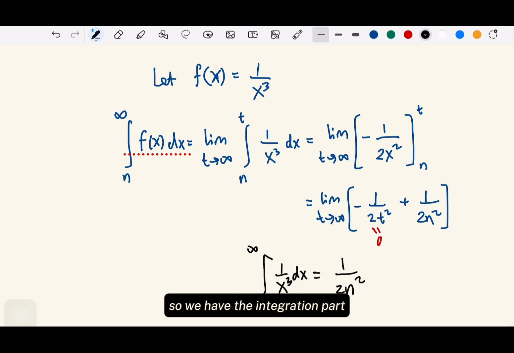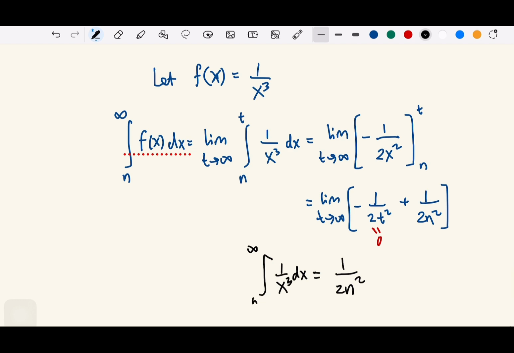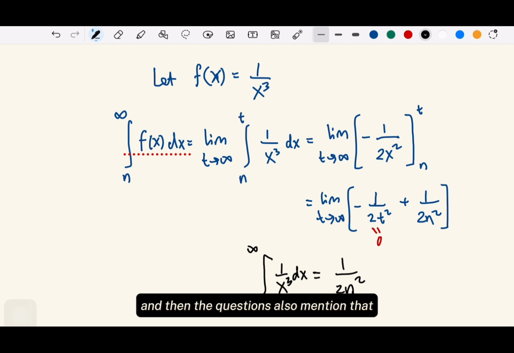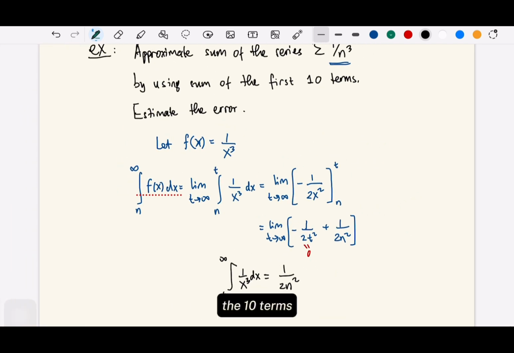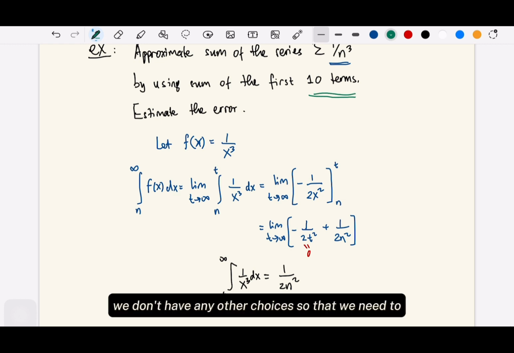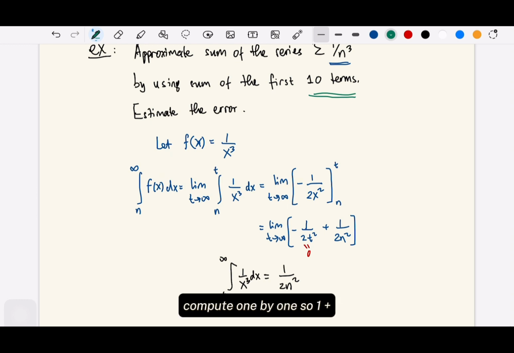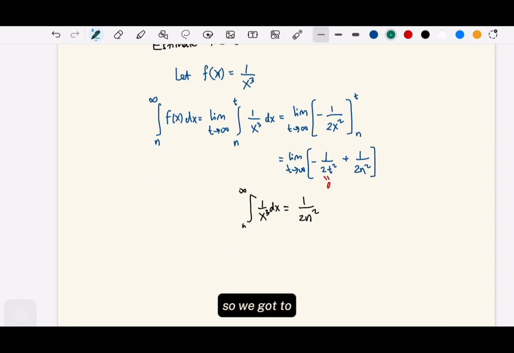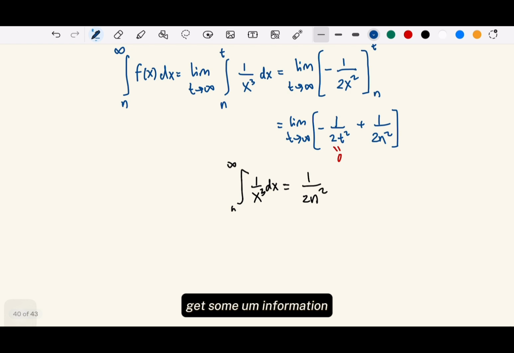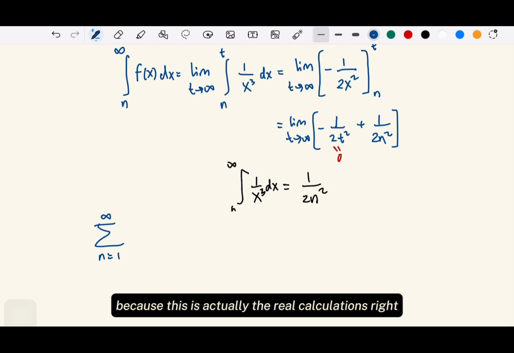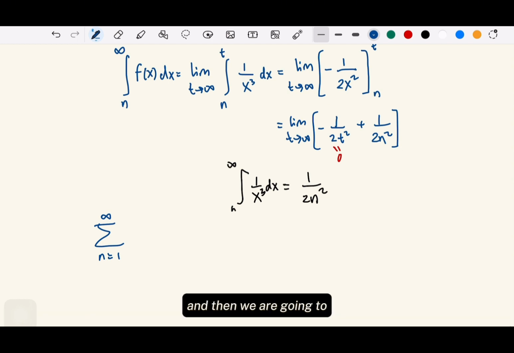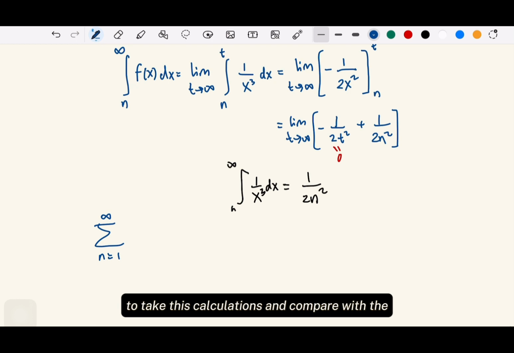So we have the integration part, and the question also mentions that we need to use the first 10 terms. We don't have any other choice, so we need to compute one by one: 1 plus 1 over 2 cubed, and so on. Why do we need to do this? Because this is actually the real calculation, and then we compare it with the integral, like how much the difference is, and that will be the error.